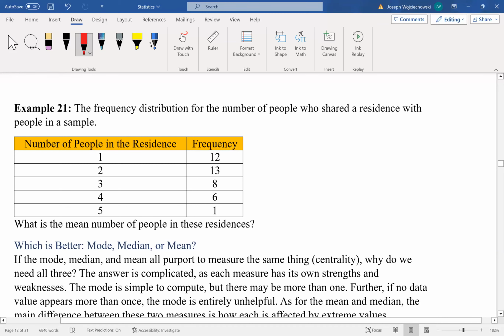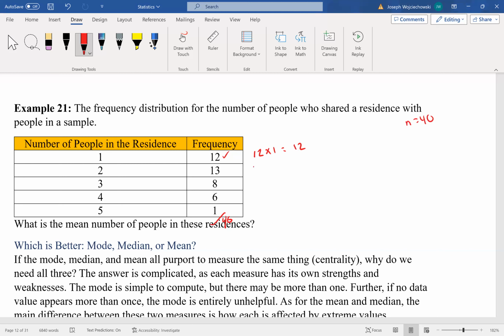So let's look at our frequency distribution for the number of people who shared a residence. Here I have 12 families that had one residence, because we want to find the mean. So that's 12 times 1, which is 12. And there's 12 people. Didn't we end up with a total of 40? N equals 40.